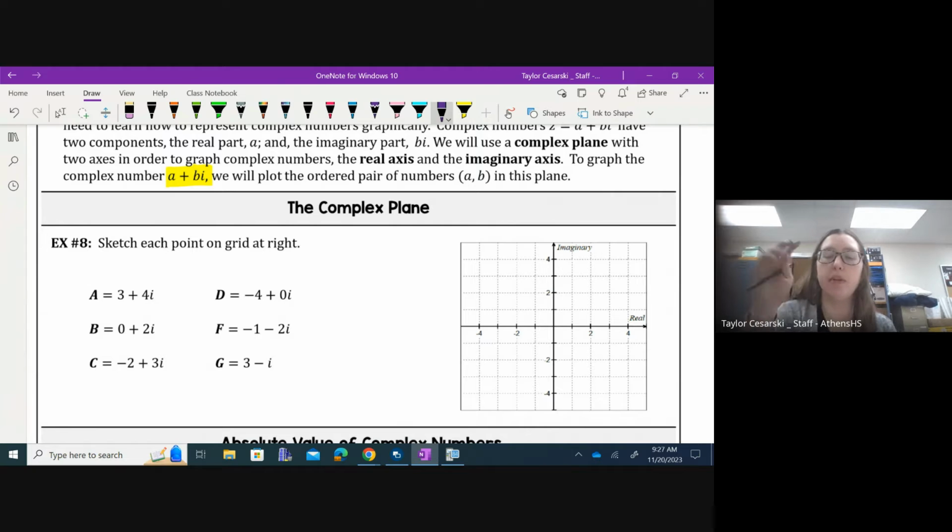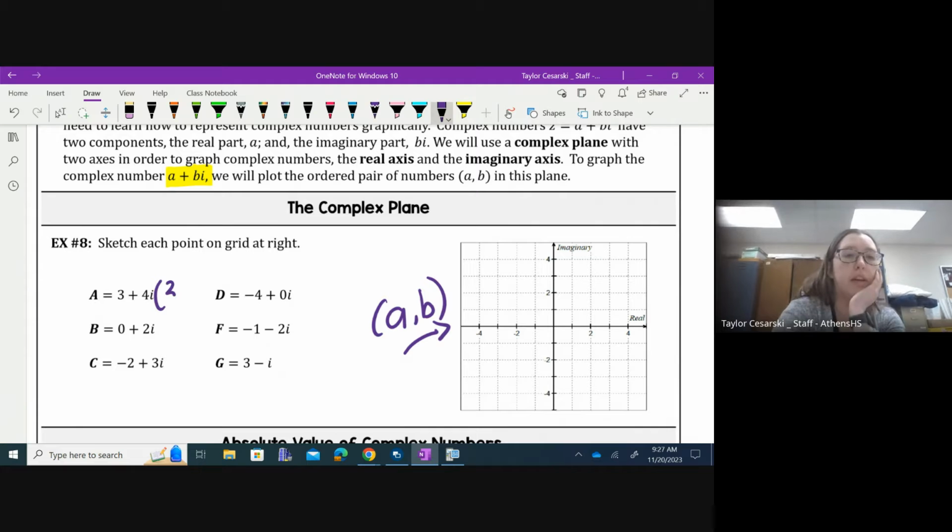So notice that what we normally have as the x-axis is the real axis, so that's where the a component will go. And then what we normally have as the y-axis is where the imaginary part will go. So it might help you, if you're writing these out, to think about them just like x's and y's. 3 is the real, that'll go on the x-axis, 4 is the imaginary, that will go on the y. And then you would plot just like you normally would.